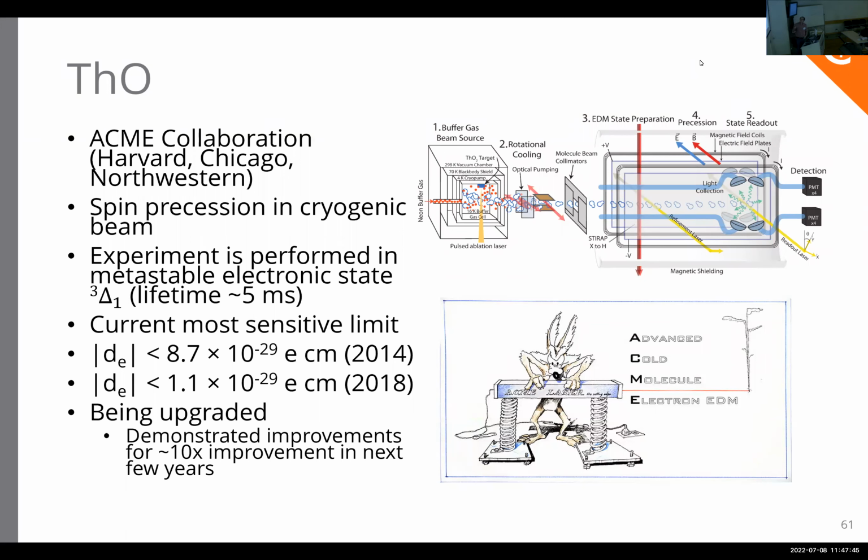The experiment is actually done in a metastable electronic state, which decays after a few milliseconds, but it turns out that's about the time it takes to fly through here anyway, so it doesn't really matter. And it's currently the most sensitive electron EDM limit. So this was the first generation limit, and then the second generation limit. So this is the current, quote unquote, best limit on the electron EDM. This one's also being upgraded, basically more molecules, more efficiency. And they hope to have a 10-fold improvement in the next few years.